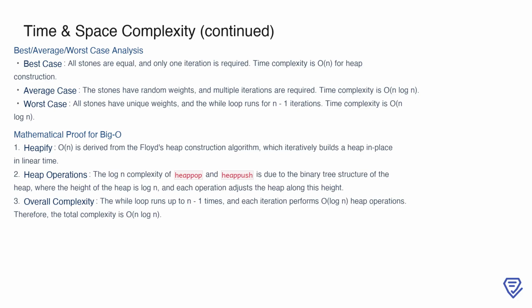From a mathematical perspective, the heap construction time of O(n) is derived from Floyd's algorithm, which efficiently builds the heap in linear time. The O(log n) complexity of heap pop and heap push is due to the binary tree structure of the heap, where operations adjust along the height of the tree, which is log n. Since the while loop performs these operations up to n-1 times, the total complexity is O(n log n), confirming the efficiency of this approach.